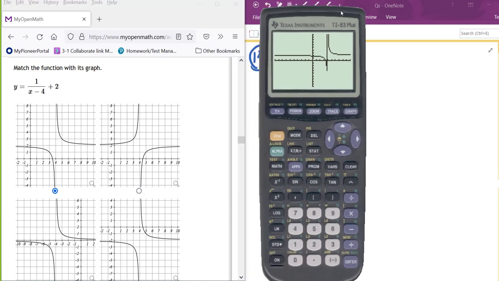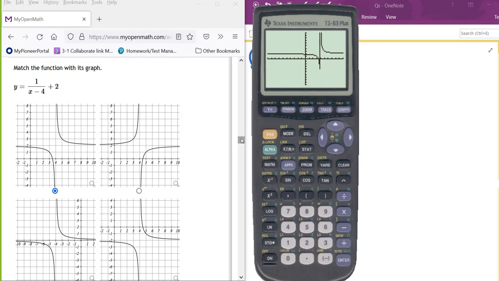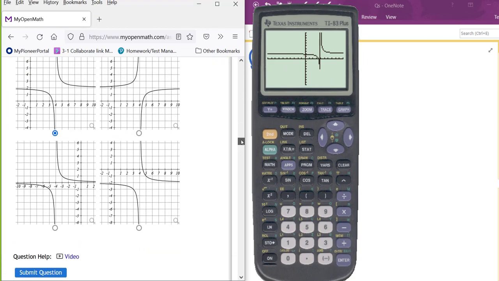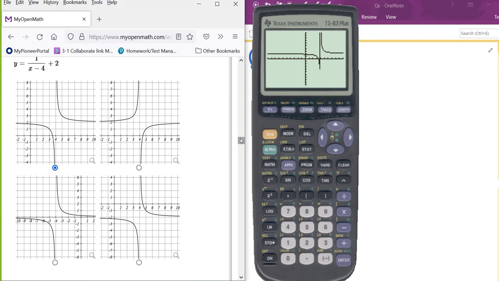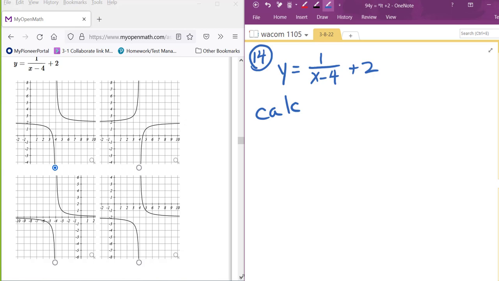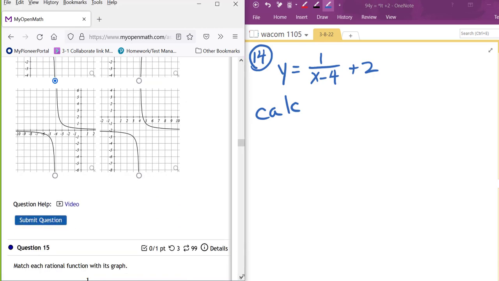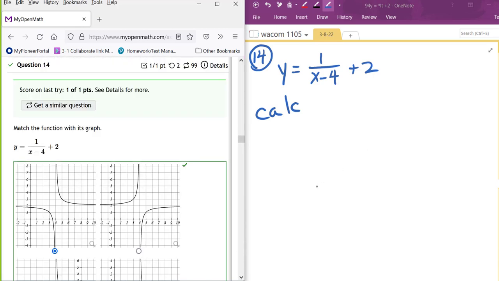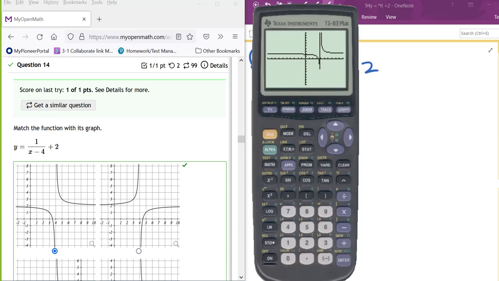I can move our calculator over so we can see it. So this was 14, and there's nothing really for me to write. I could write, so if somebody looks at it, this was the problem we did on the calculator. Let's submit it, and it's good.